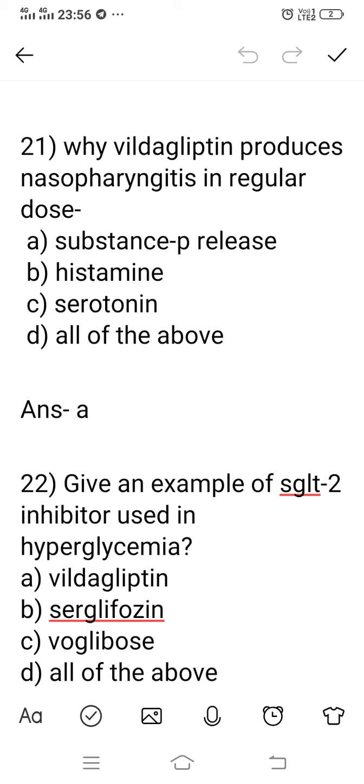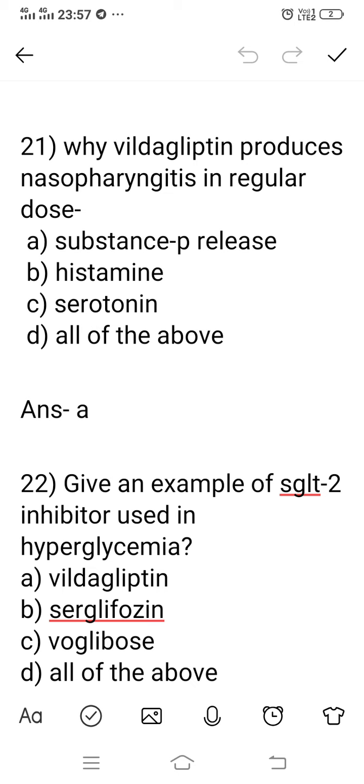Question number 21. Why does vildagliptin produce nasopharyngitis in the regular dose? When the patient takes vildagliptin on a regular basis, nasopharyngitis occurs in this patient. What is the reason? Option A, substance P release. Option B, histamine. Option C, serotonin. Option D, all of the above.